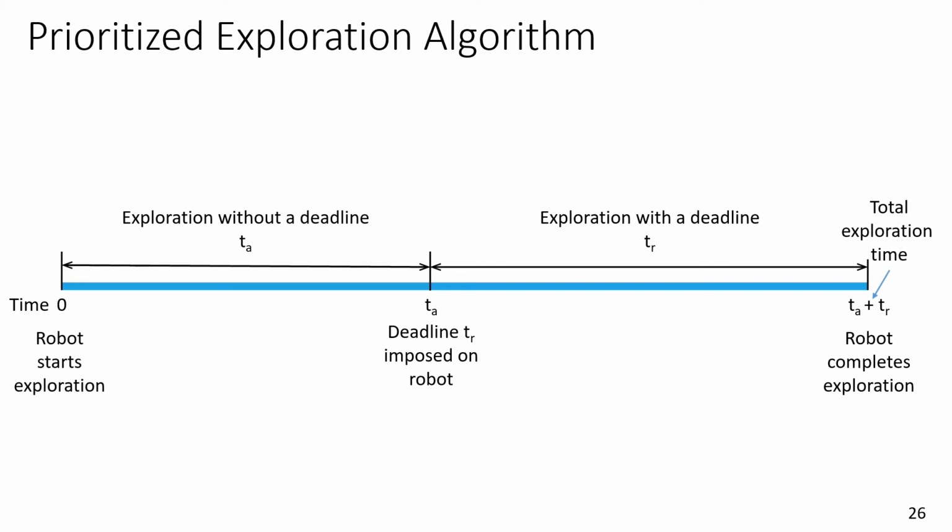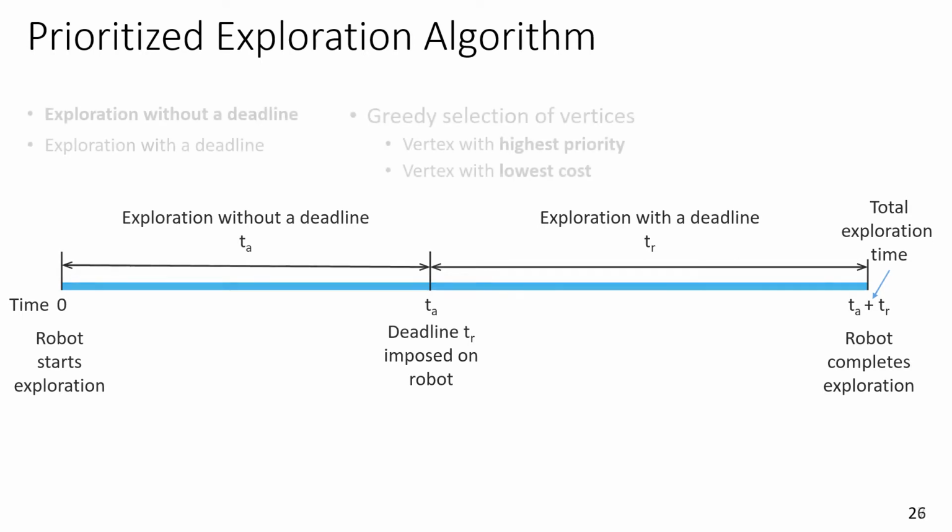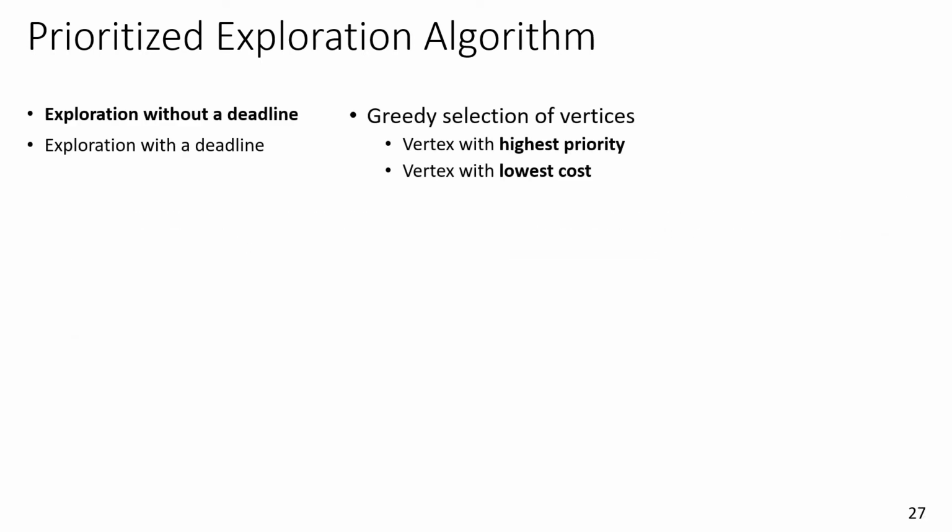The time elapsed at the end of exploration by which the robot should return to the home location is the total exploration time. It is the sum of TA and TR. When the robot is exploring without a deadline, it selects the next vertex to visit by greedily selecting the vertex with the highest priority. When there is a tie, it selects the highest priority vertex with the lowest cost.